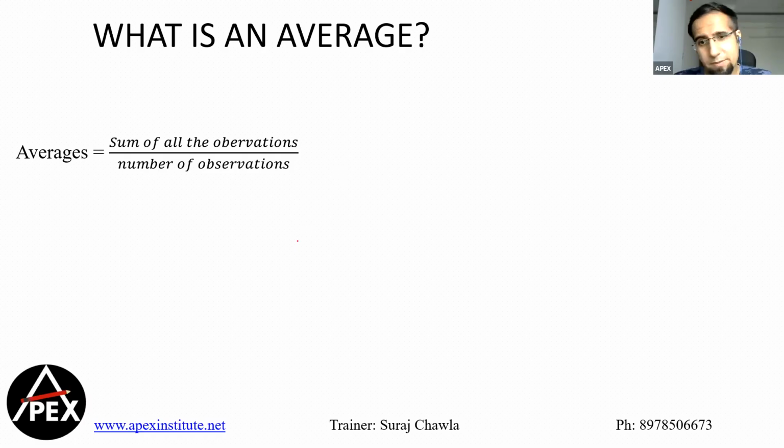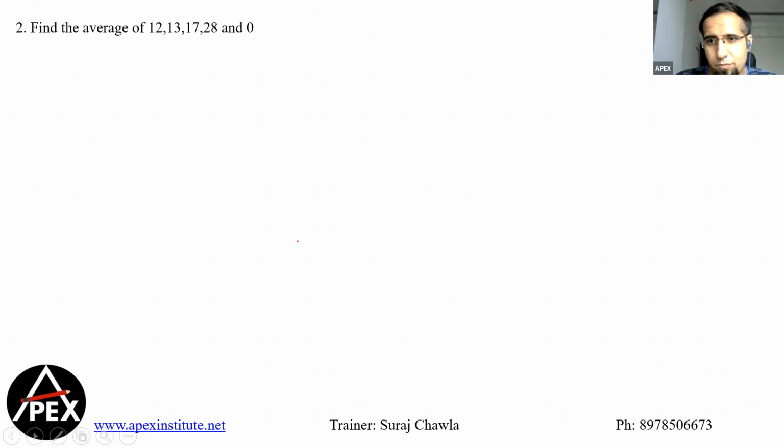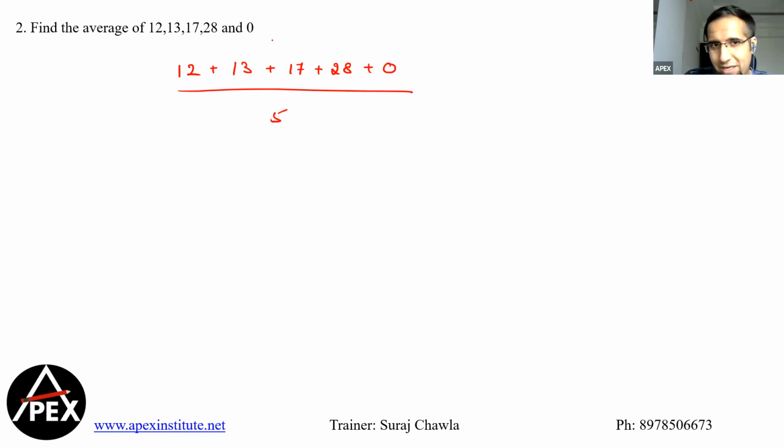Can we solve this question, please? If you look at my average, the sum total of all the observations becomes 12 plus 13 plus 17 plus 28 plus 0 divided by 5. Now 13 plus 17 is equal to 30. 12 plus 28 is equal to 40. 30 plus 40 is 70 divided by 5.